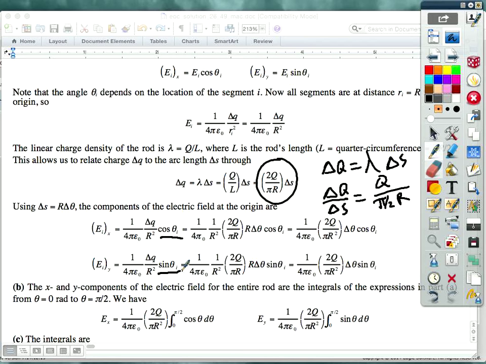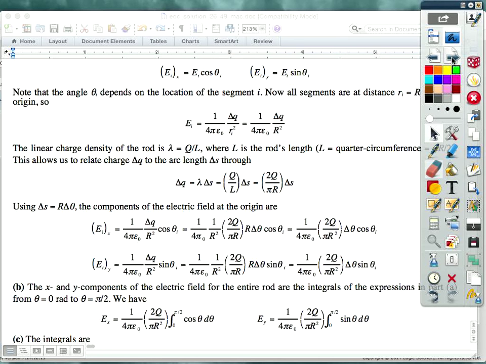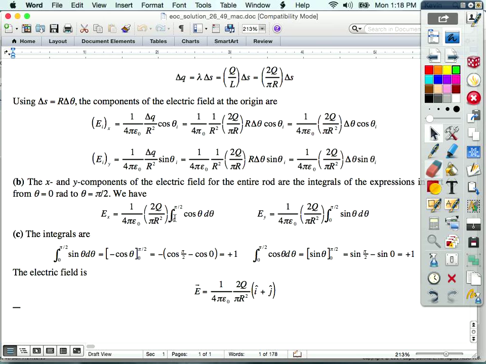And then you can see here, just some algebra stuff, like they put delta Q over R squared, then this is the substitution in here, and that gives us this second term here, right, with the 2Q. And then ultimately bringing that out, just doing a little bit of algebra. Okay, so this is going to give us our two components.